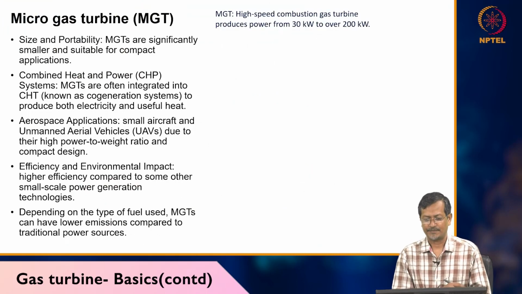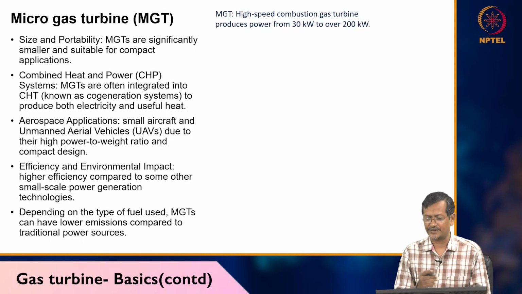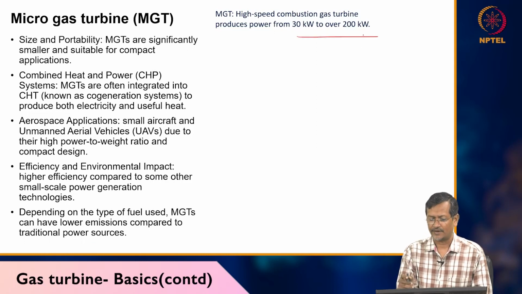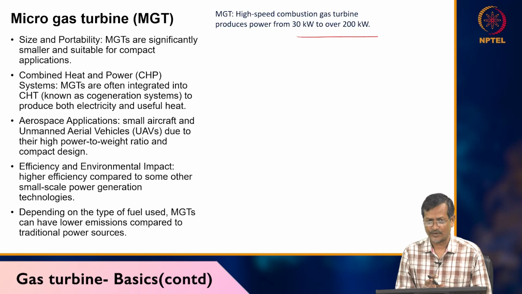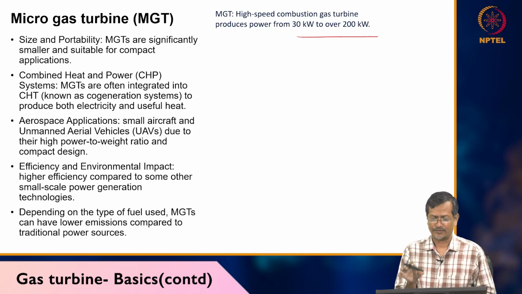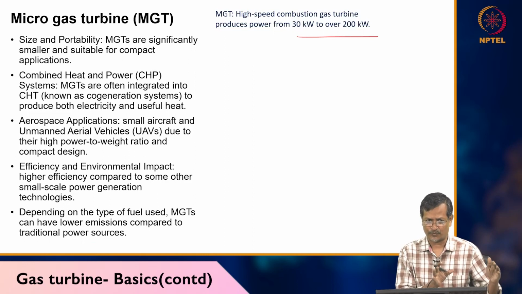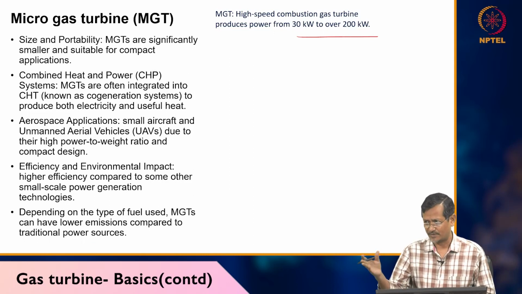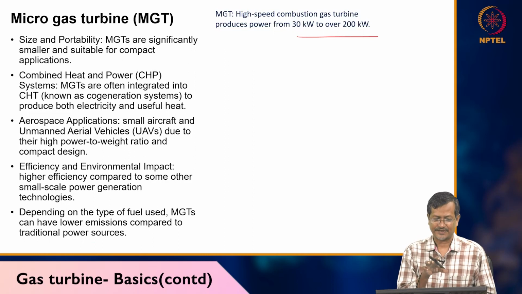So another term is there, micro gas turbine. A micro gas turbine is actually a very small turbine, like a few hundred kilowatts, 30 kilowatt to 200 kilowatt power, about that range is called micro gas turbine. Micro does not mean millimeter or micrometer. Micro means kilowatt level power output, but a normal gas turbine will have megawatt level power output. Okay, so that's why they are saying micro gas turbine.